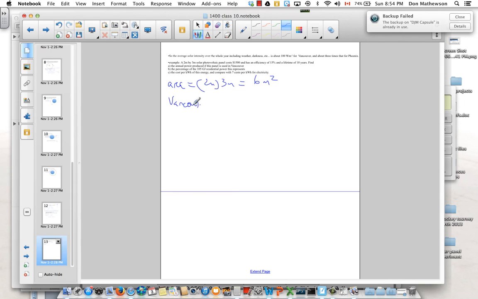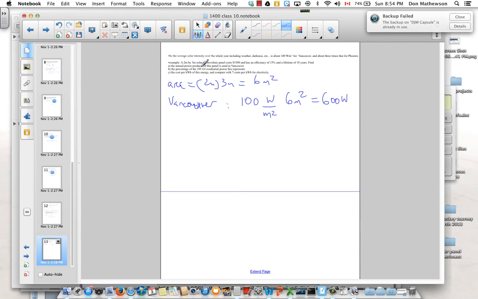So in Vancouver, the average intensity averaged over the whole year, and again this is 24, 365, it's about 100 watts for every square meter. You got about 6 square meters of panel. That's a pretty sizable panel. That'd fill up your roof pretty good. So taking everything into account, the cloudiness, the latitude and everything, that's about a 600 watt panel.